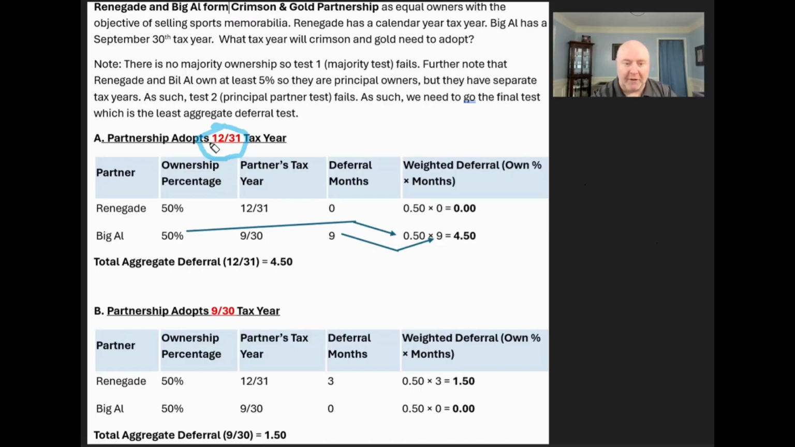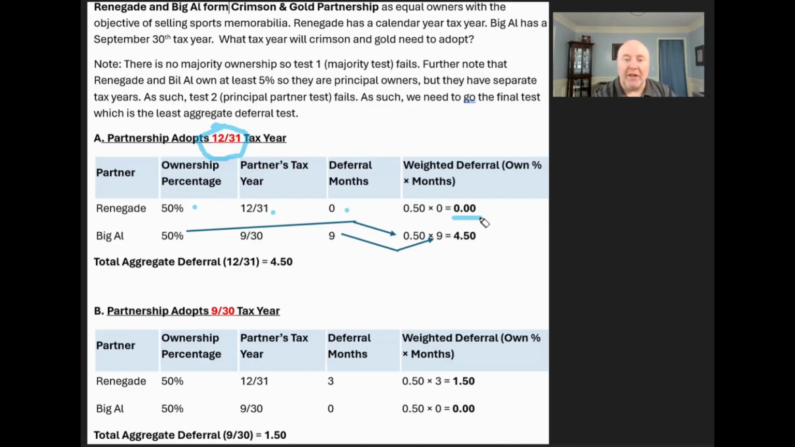So what happens if the partnership adopts Renegade's tax year? Well, we put the partner here, Renegade. Renegade owns 50%. The partner's tax year is December 31st. Well, if the partnership and Renegade both have December 31st, there's no months of deferral. When the partnership ends, Renegade's reporting their taxes, so they're the exact same. So there's no problem with that. We take our 50% ownership times the months of deferral, and that gives us an aggregate of 0 months.